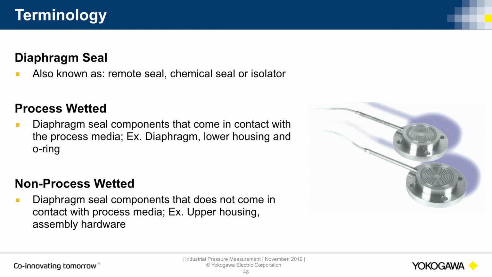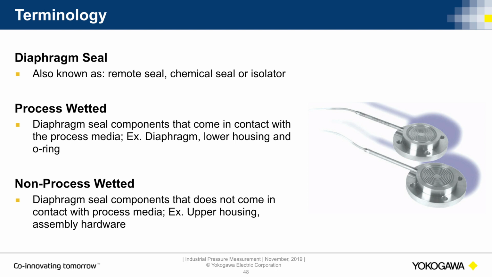Okay, so just to go over a couple common terms, the diaphragm seal, shown in the picture on the right, is the entire seal assembly. We sometimes call it a remote seal. You might hear chemical seal or isolator. Process wetted, for these remote seals, is typically the diaphragm seal components that are all coming directly in contact with the process. Typically for these seals, it's the diaphragm, any lower housing or flushing ring, and any gaskets or O-rings that would be associated with these seals.